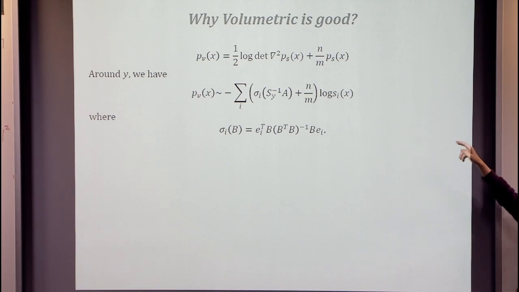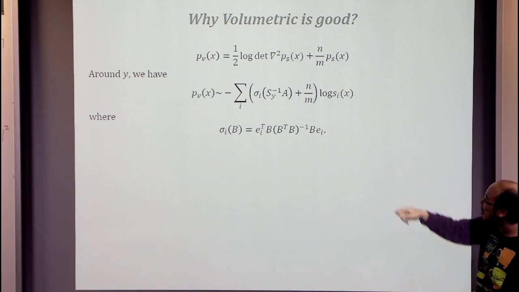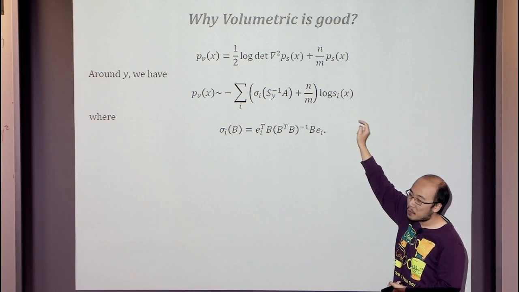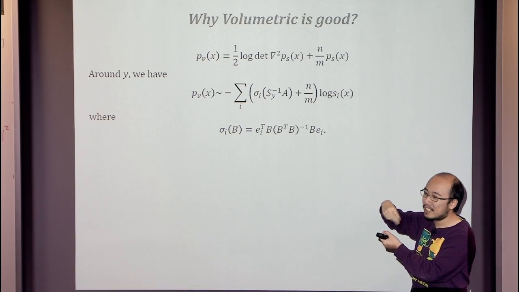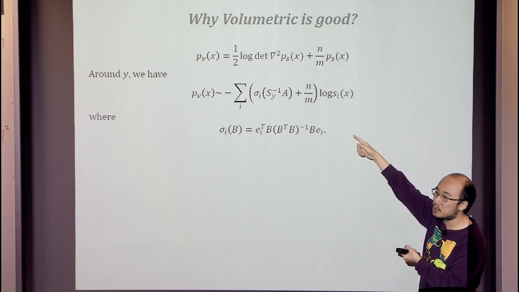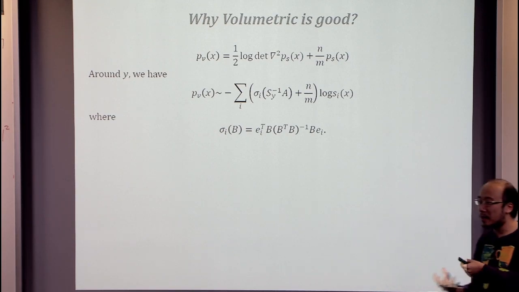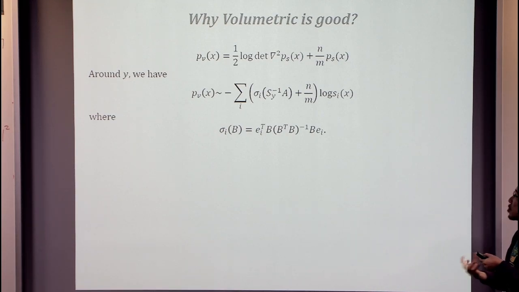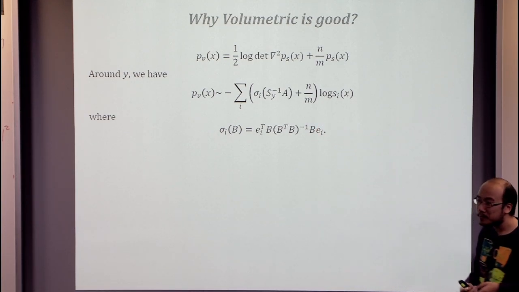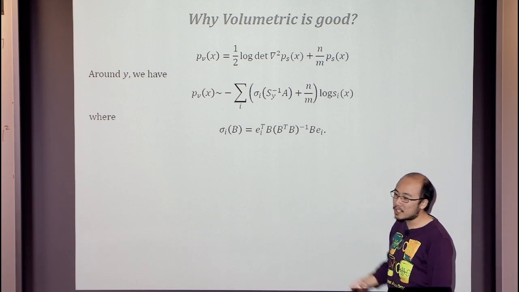In fact, any barrier function you can write in this form, because you just take the Taylor expansion and choose the weight of the weighted log barrier function such that the first derivative matches the original one. You can always choose a weight such that it happens. And it turns out you can think of the volumetric barrier function as choosing a weight of this form, sigma plus n over m, and sigma is the leverage score.